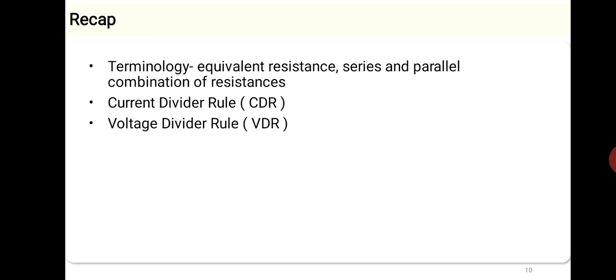Recapitulation, terminology: equivalent resistance, series and parallel combination of resistance, current. Within this session we discussed the current divider rule and voltage divider rule.